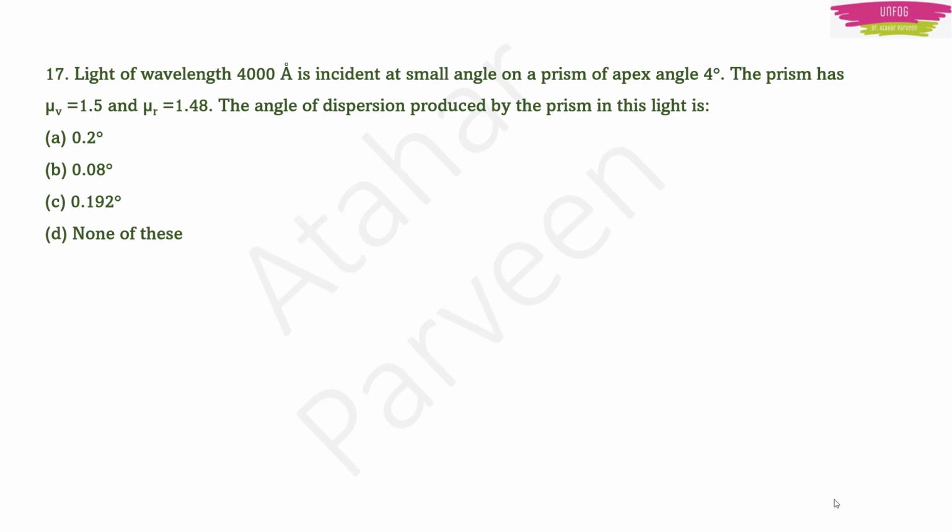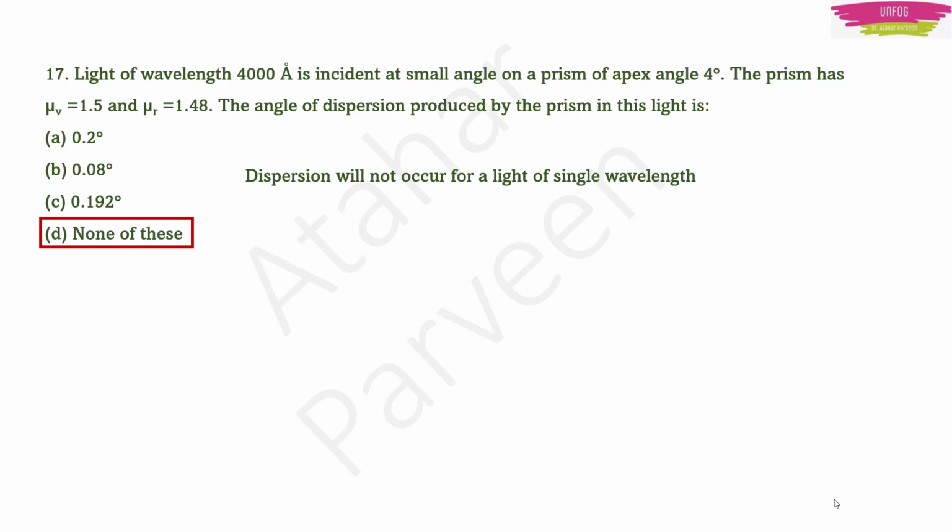See, you don't need to look at any options for this question, because they are telling that light of wavelength 4000 angstrom, which means only one wavelength is there. And they are asking angle of dispersion. Can dispersion happen for one wavelength? It is not possible, right? So none of these will be the option, because dispersion will not occur for light of a single wavelength.